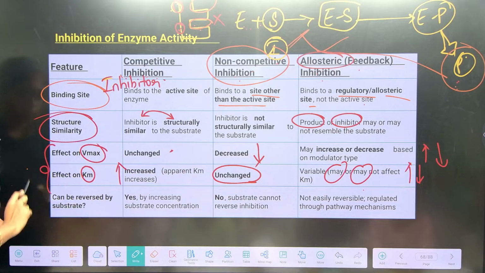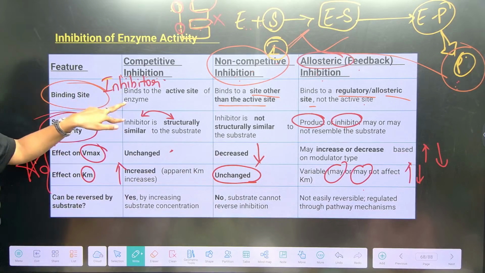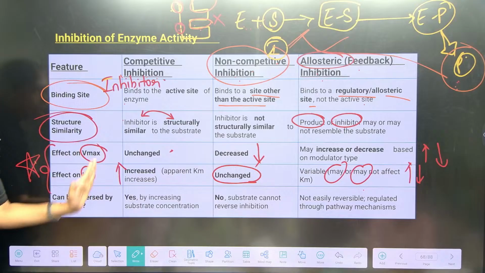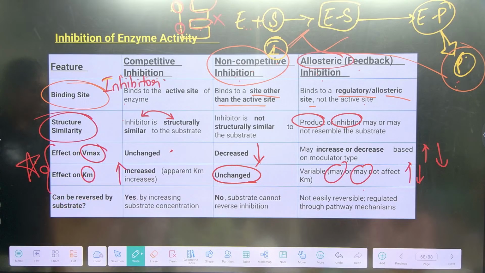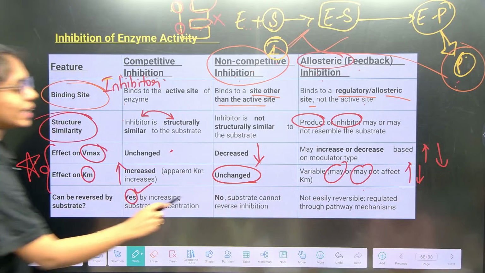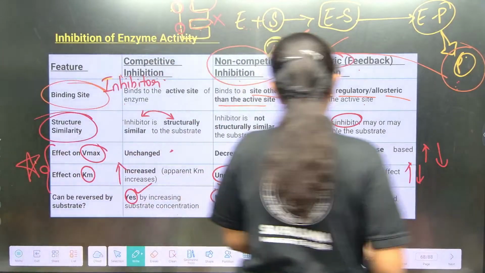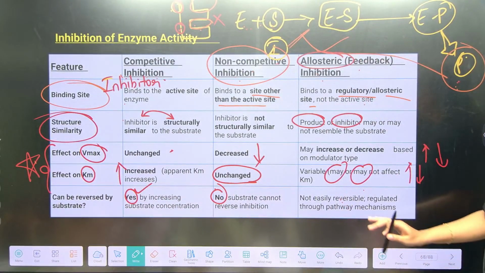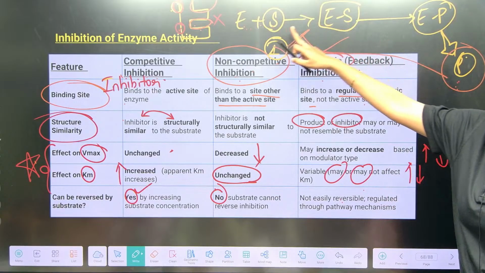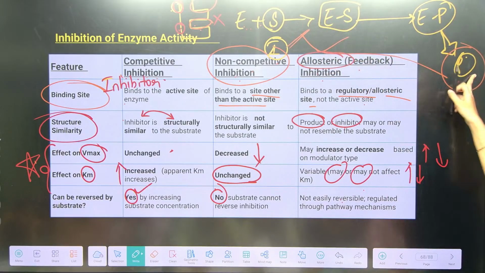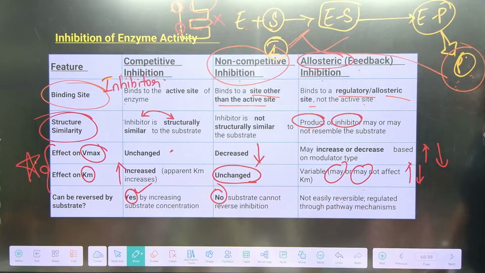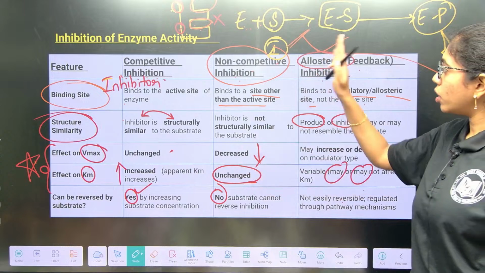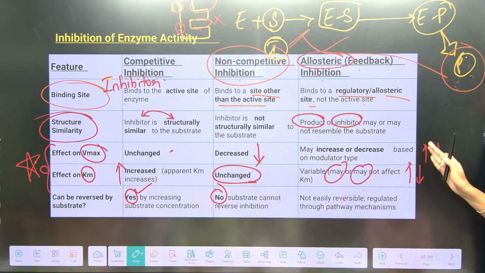Okay, these two points. These are anyhow logical points. If you understand what is competitive, non-competitive, and allosteric, you will remember them. But these are the points to be remembered. Next is, can it be reversed by substrate? Competitive inhibition is reversible, yes. This one is irreversible, and this is also not easily reversible, because it is completely regulating the entire mechanism. Yes or no? The product is regulating the entire mechanism. These are the key differences between competitive, non-competitive, and allosteric inhibition. Just go through it for two minutes, and if you have any doubt, ask me.